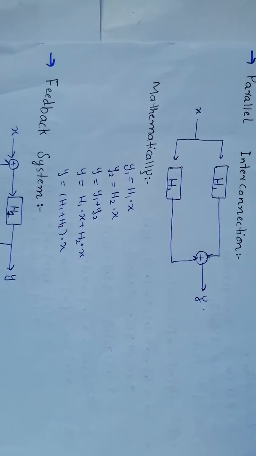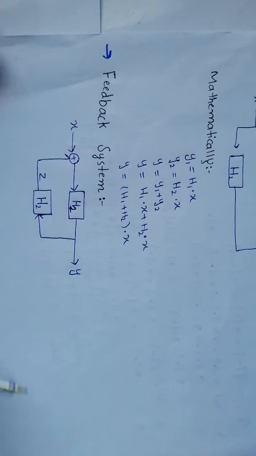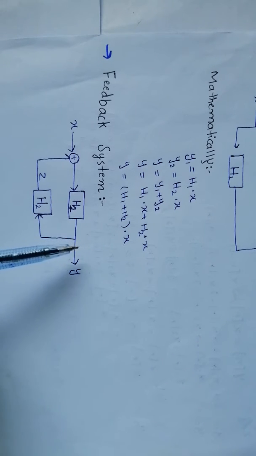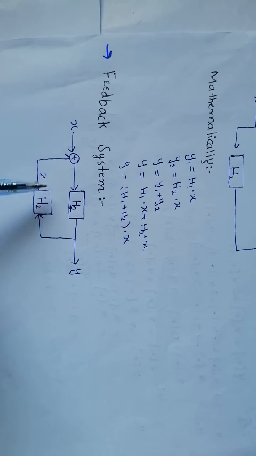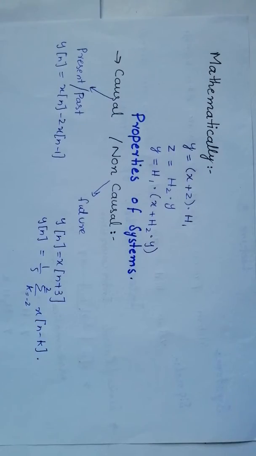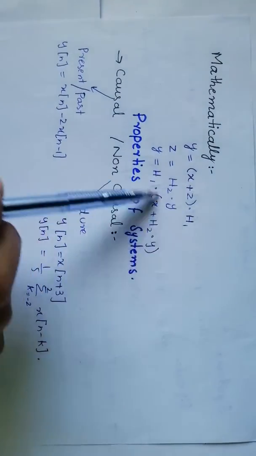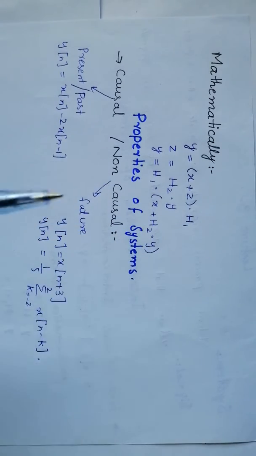Now comes the feedback system. In a feedback system, the first system gets its input from the output of the second system, and the output of this system is the input of the second system. That's how a feedback system works. Its mathematical form is shown here.